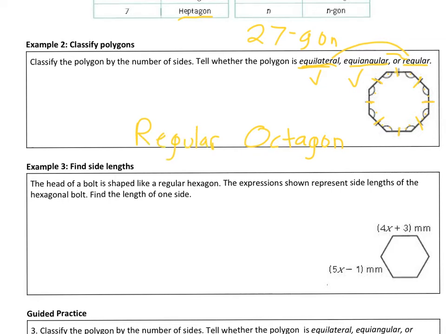So it is possible for polygons to have all the sides be congruent, but not the angles. On the flip side, it's possible for a polygon to have all the angles be equal without all the sides being equal, okay? So we say regular, it is both. It's both equiangular and equilateral.